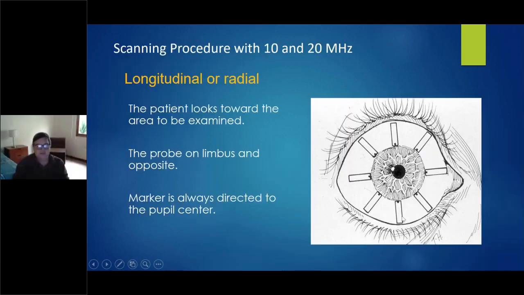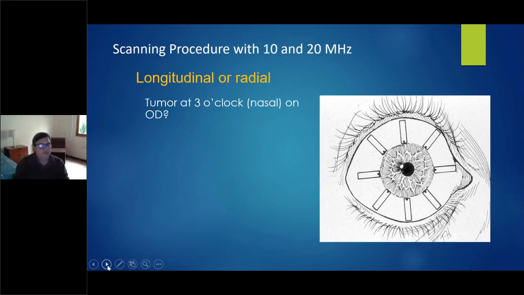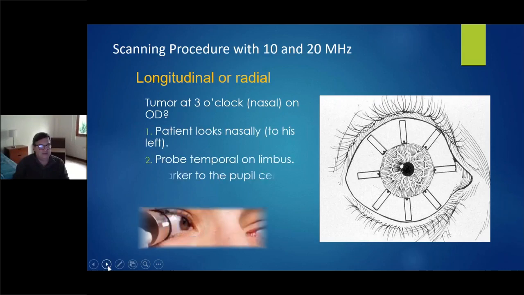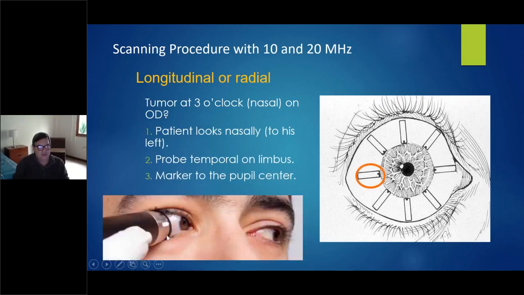The probe is placed at the limbus on the side opposite to the lesion you are looking for, and the mark is facing the center of the cornea, directed to the center. Okay, if you have a tumor at 3 o'clock, nasal in the right eye, the patient looks nasal again, to his left in this case. Your probe should be temporal at the limbus. You are doing a longitudinal scan. It's always pointing to the center of the pupil, the center of the cornea.